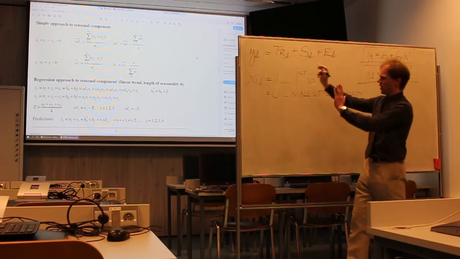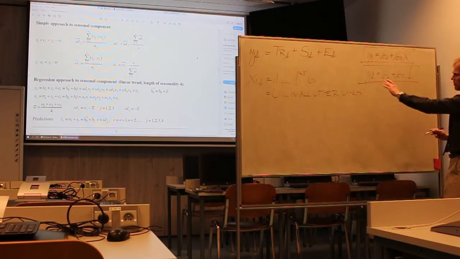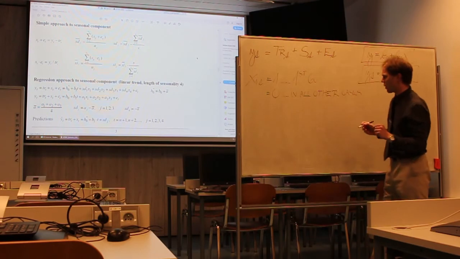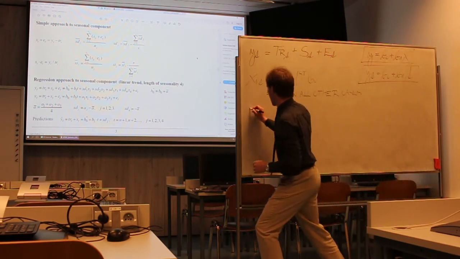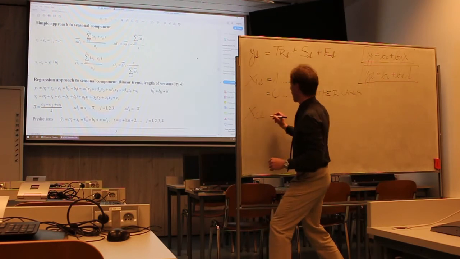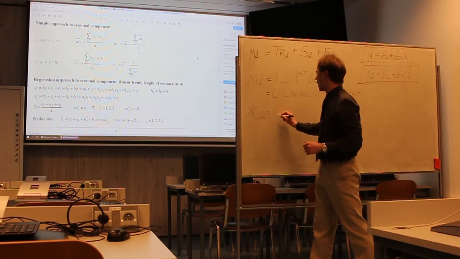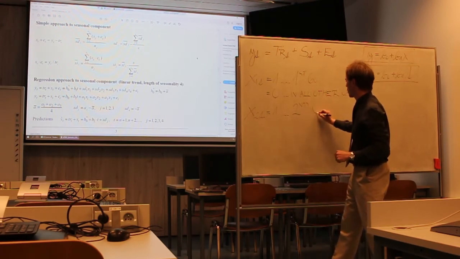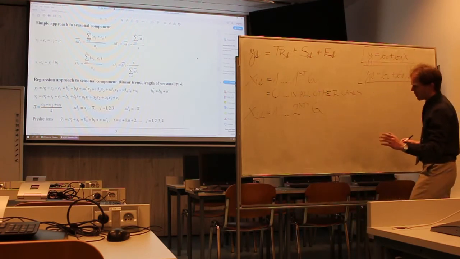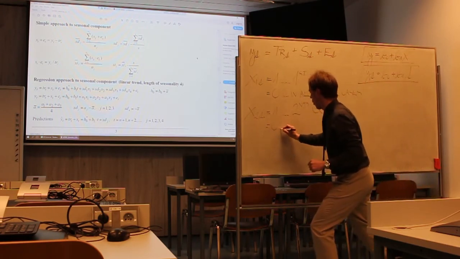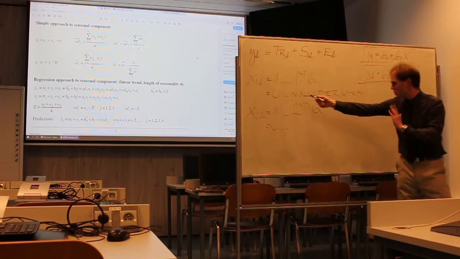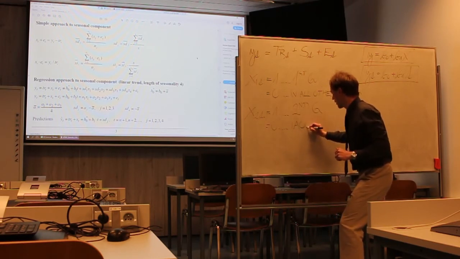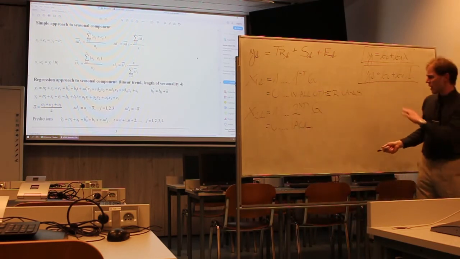So x1 at time t is equal to 1 in the case that we have the first quarter, spring, and this variable is equal to 0 in all other cases. We have another variable x2 at time t, and this variable is equal to 1 in the situation that we have a second quarter of the particular year, and this variable is equal to 0 in all other cases.